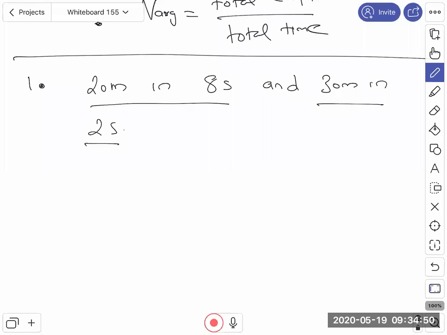Sir, 5 meters per second. Sir, what are you teaching now?